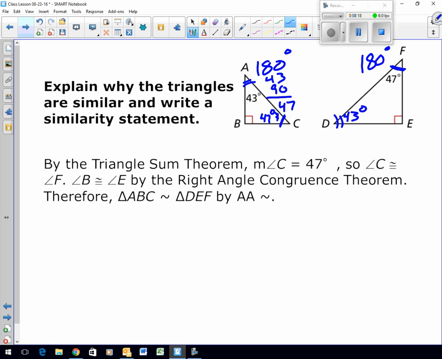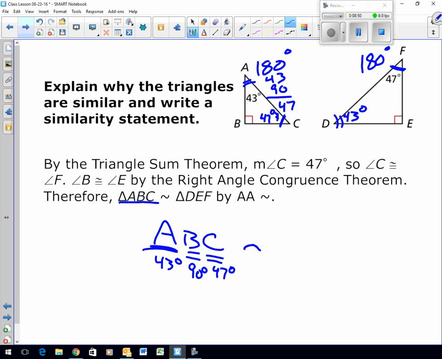Okay? Watch how I write this similarity statement. This is important. Mr. Foster, don't miss this. Triangle ABC. How many degrees is angle A? 43 degrees. How about angle B? How about angle C?